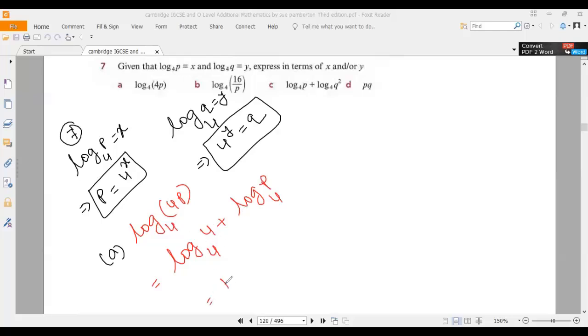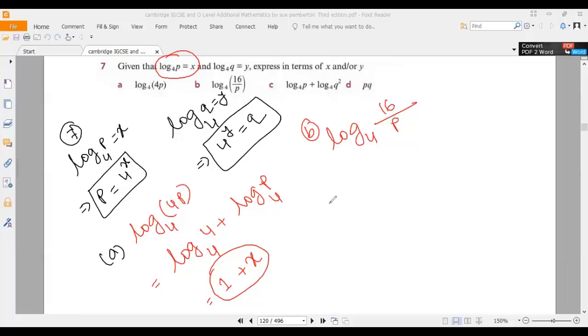And log base 4 of 4 equals 1, plus log base 4 of p equals x. Already given, log base 4 of p equals x. So the answer should be 1 plus x. Done.